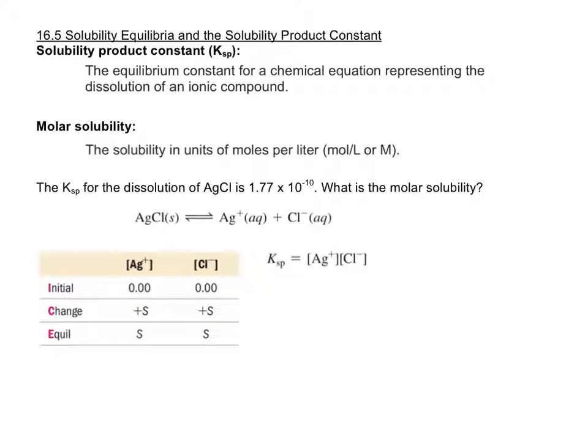Okay, so in this case, KSP is equal to 1.77 times 10 to the minus 10th, and that's equal to S squared. So if we take the square root of both sides, we get S is equal to 1.33 times 10 to the minus 5th molar. And so that's the molar solubility of silver chloride. So they're very simple problems, and we're going to do a few of them, and you'll have a chance to practice them in Mastering Chemistry as well.